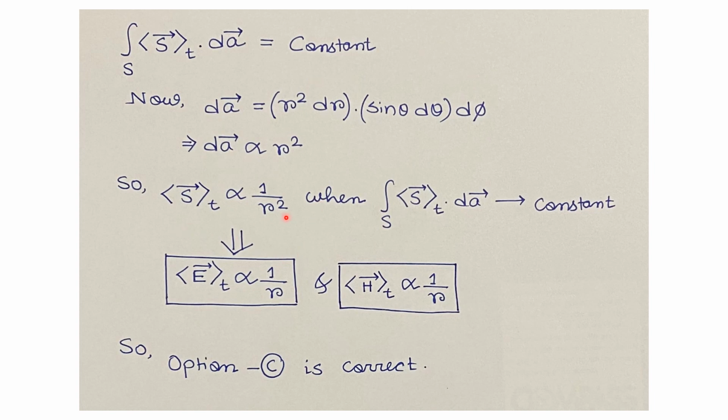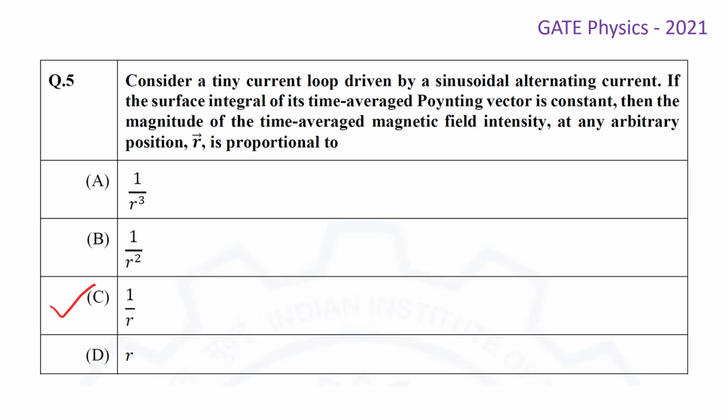Now, from this we can conclude our time averaged electric field vector will be proportional to 1 by r, and the time averaged magnetic field intensity will vary as 1 by r. If you remember the case of an oscillating dipole, both the electric field and magnetic field vary as 1 by r. So, among these four options, option C is the correct answer, that is 1 by r.